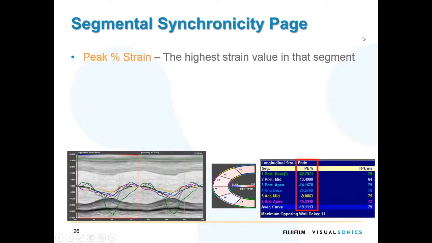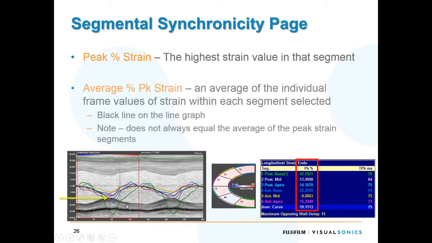All right, some of the parameters that are in the segmental synchronicity page are peak percent strain. In this panel that you'll see on that page, this is longitudinal strain, but you'll see it is also present in radial strain. And peak percent strain is the highest strain value in that segment. So if we look at this readout here, this little bullet point on each curve is the peak percent. That's the highest strain value in that segment.